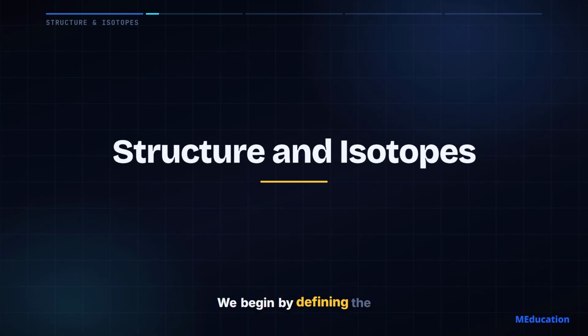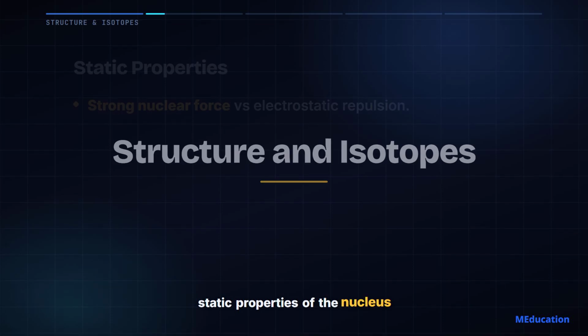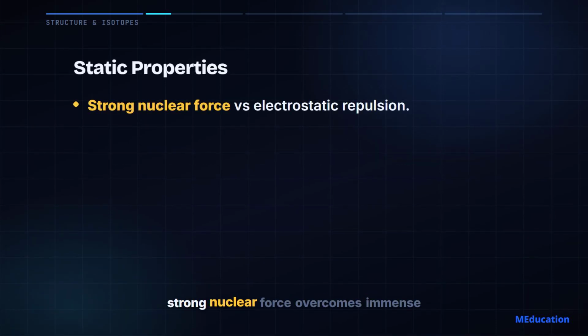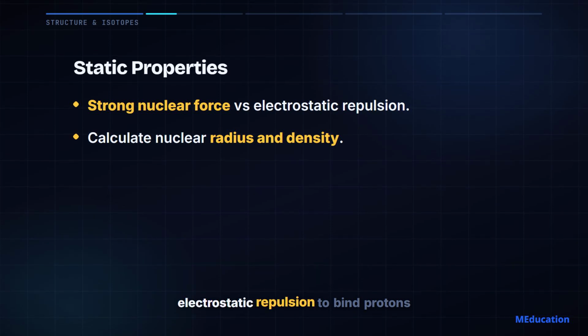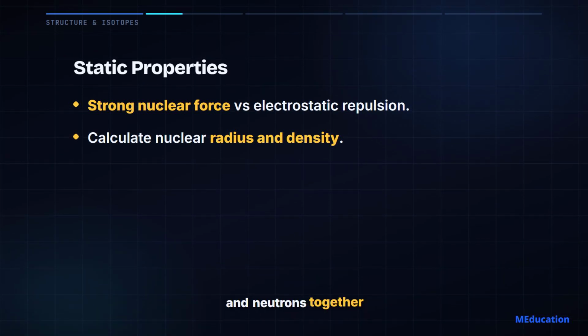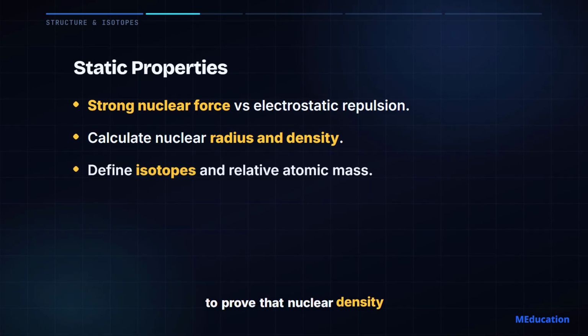We begin by defining the static properties of the nucleus. You will explore how the strong nuclear force overcomes immense electrostatic repulsion to bind protons and neutrons together. We will calculate the exact radius of a nucleus and use the empirical formula to prove that nuclear density is remarkably constant for all nuclides. We will also define isotopes with the exact precision Cambridge examiners demand, understanding how atoms of the exact same chemical element can have different masses and how to calculate their relative atomic mass.